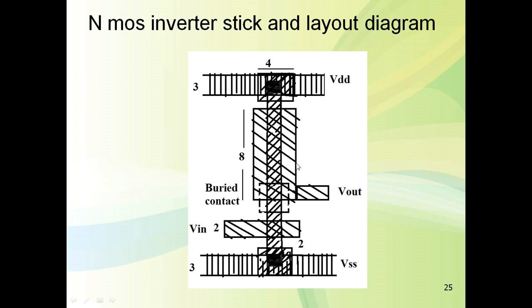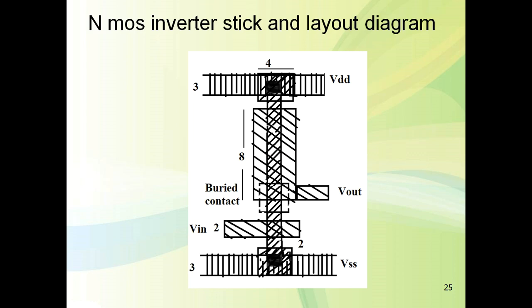Output is taken on the poly layer, and this is the poly layer where the output is taken, as shown in the stick diagram. You can see the input is on the poly layer, that is the gate of the enhancement mode transistor. So in this way you can draw the layout diagram for the NMOS inverter.